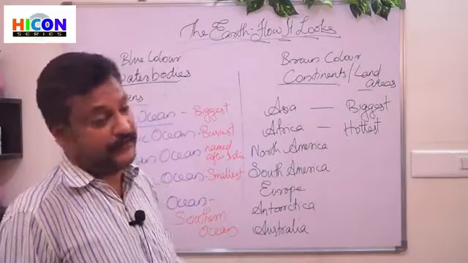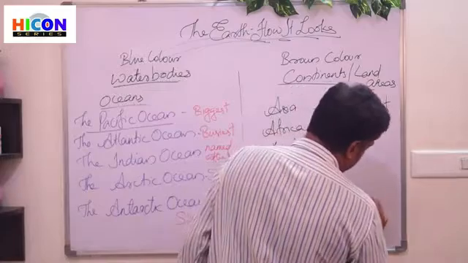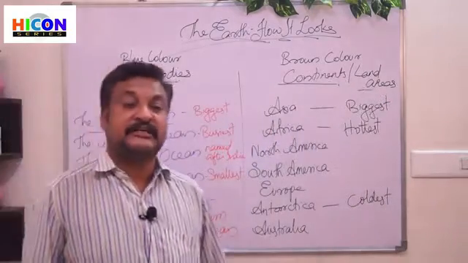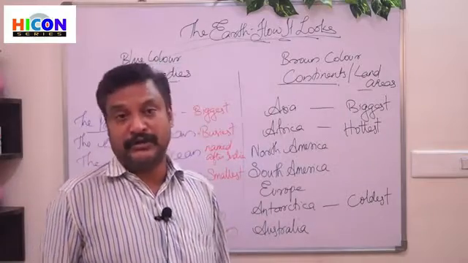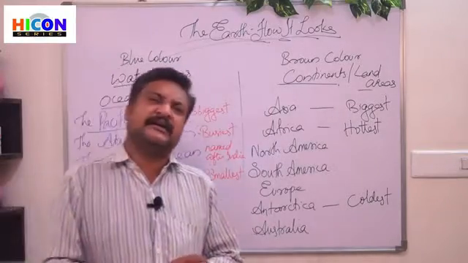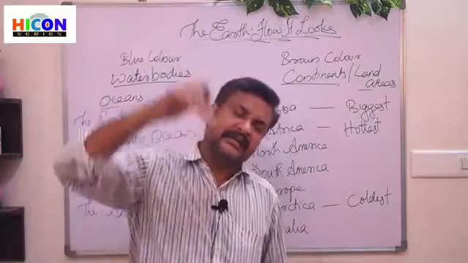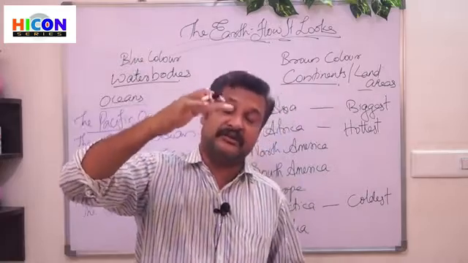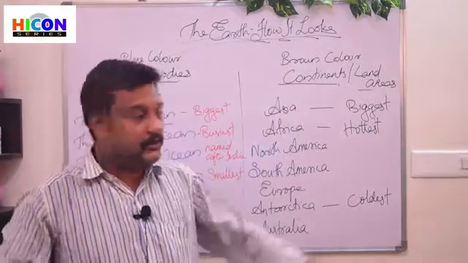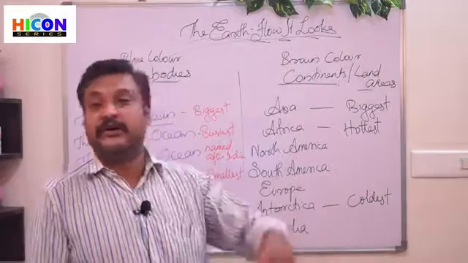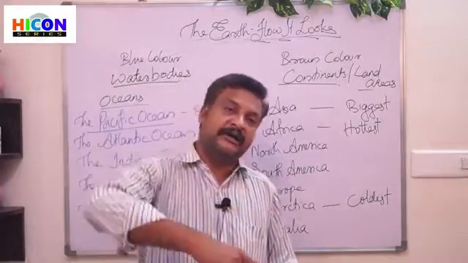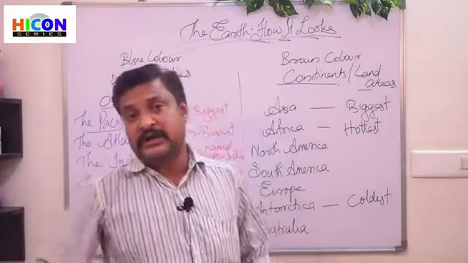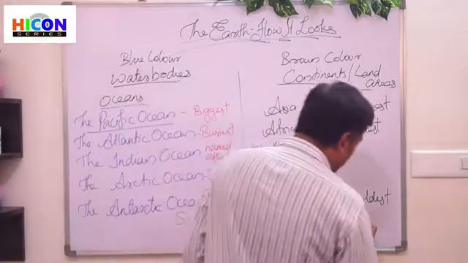Where? In Africa. Whereas Antarctica is the coldest continent. The entire land there is covered with a very thick layer of ice, which can be equal to the height of 1 or 2 buildings. We cannot see the soil there. The soil is covered by a very thick sheet of ice. Where? In Antarctica. So, when we look at Antarctica, it is seen in a white color.